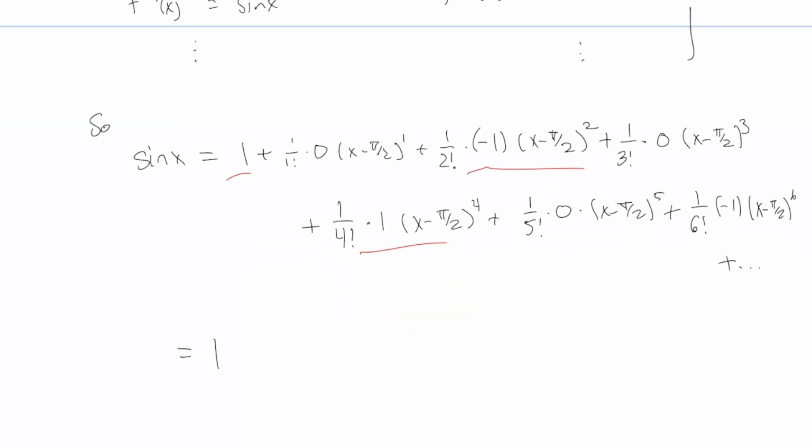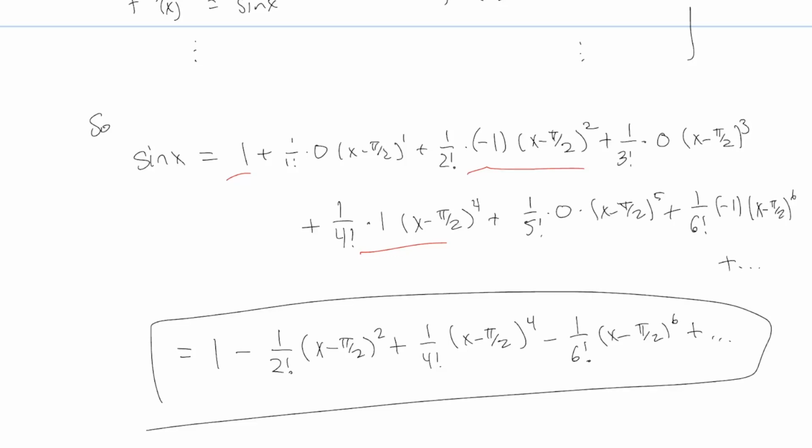So just to simplify things, the non-zero terms there are the 1 from the beginning. Then I have, instead of plus, I'm going to write it as minus because there was a -1 in there. Minus 1 over 2 factorial, x minus pi over 2 squared. The next one is the fourth degree term, plus 1 over 4 factorial, x minus pi over 2 to the 4. And the next one, or the last one that I'm going to write, is the sixth degree term, like that. This is what I want to see. I wrote the first 4 non-zero terms.